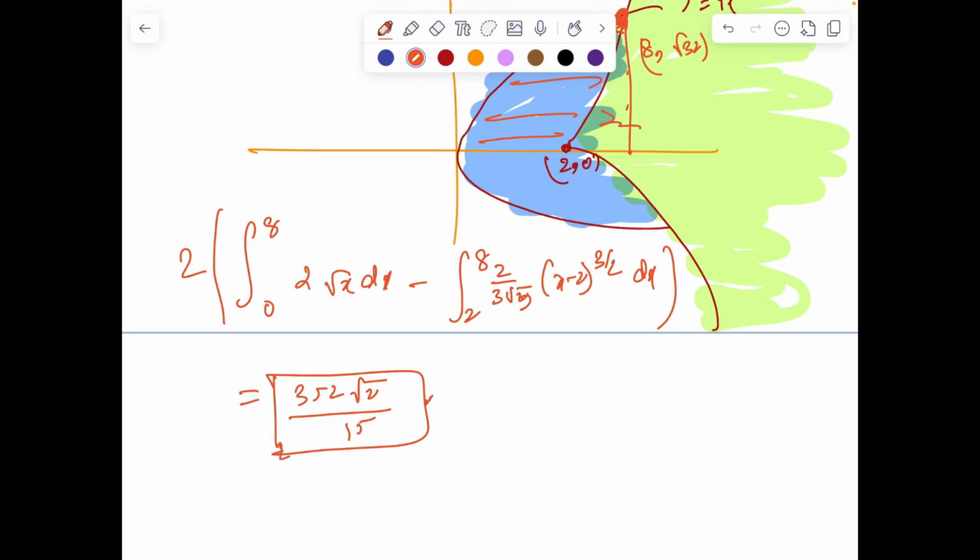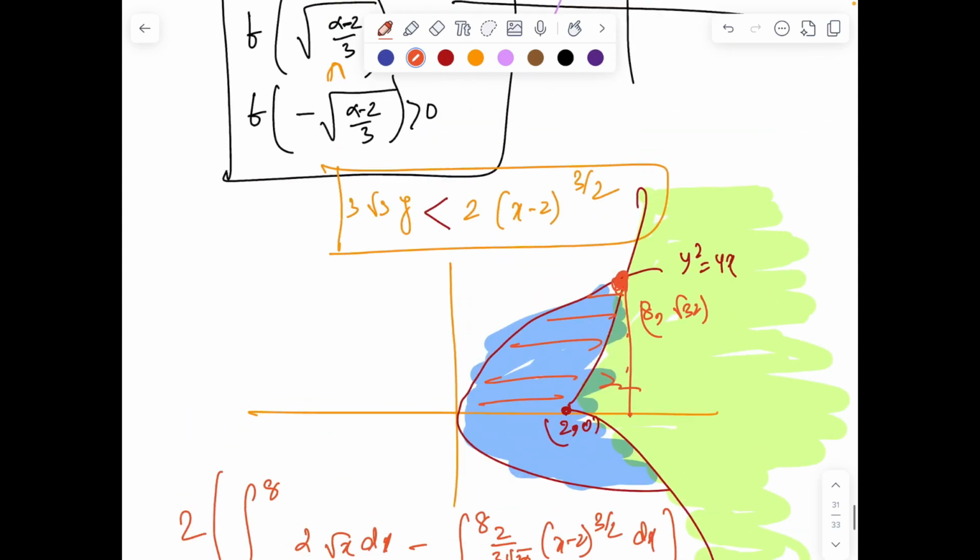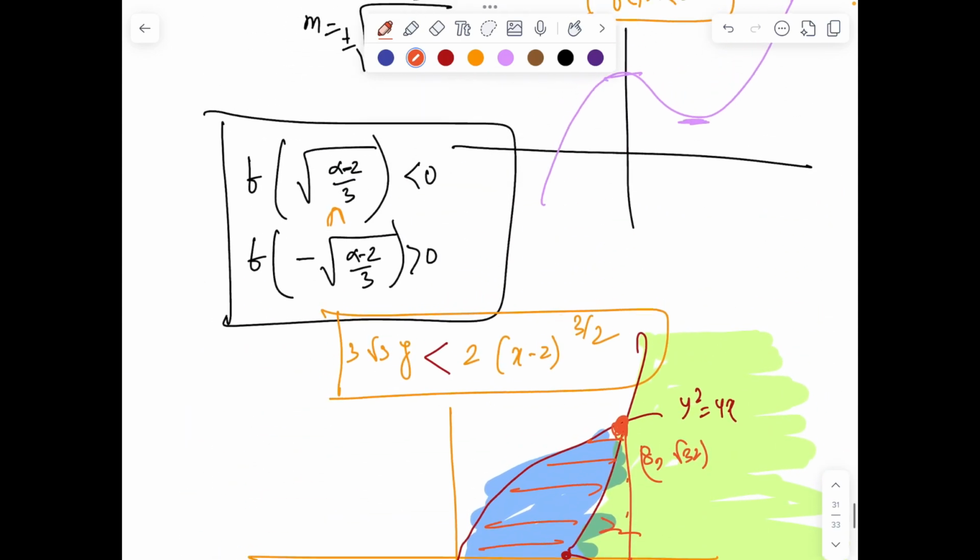And now you can play with the different cases, because some factors of 352 you can put inside this square root to get different possibilities, right? So this is how you can tackle these questions.